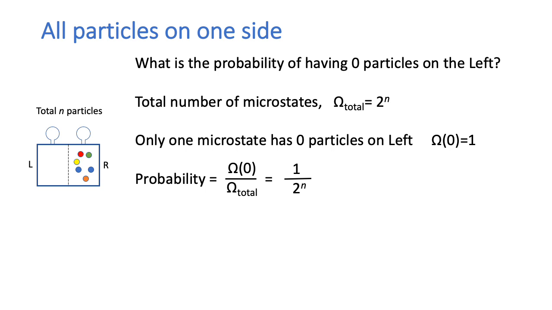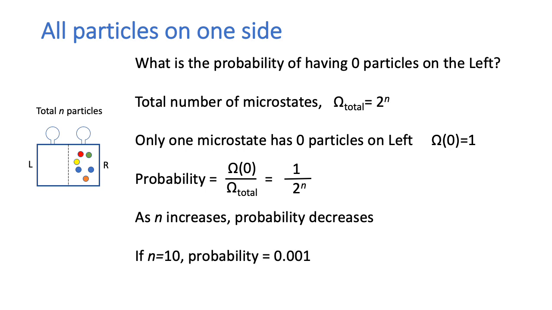Now we had calculated that if we have 4 particles, the probability is 1 upon 16. But as n increases, this probability decreases. If n is equal to 10, the probability would be 0.001. What if the number of particles is truly large, an Avogadro's number? In that case, the probability is so small that we cannot even calculate it using an ordinary calculator.